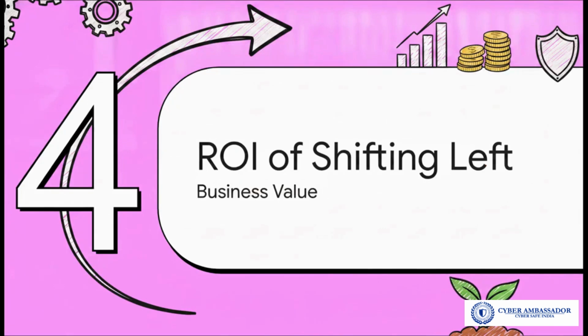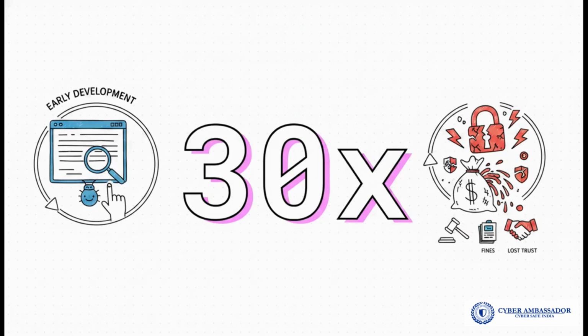Section 4, the ROI of shifting left. Let's shift gears from the technical how-to and focus on the massive business value. Here is a statistic that will blow your mind. Fixing a bug deep in the code during that early development phase is up to 30 times cheaper than trying to patch it after a disastrous breach has already happened in a live environment. Seriously, 30 times. When you start factoring in the exorbitant costs of incident response, legal fees, compliance fines, and desperately trying to win back lost customer trust, well, shifting your security left isn't just a technical best practice anymore, it is an absolutely critical financial strategy for your entire business.